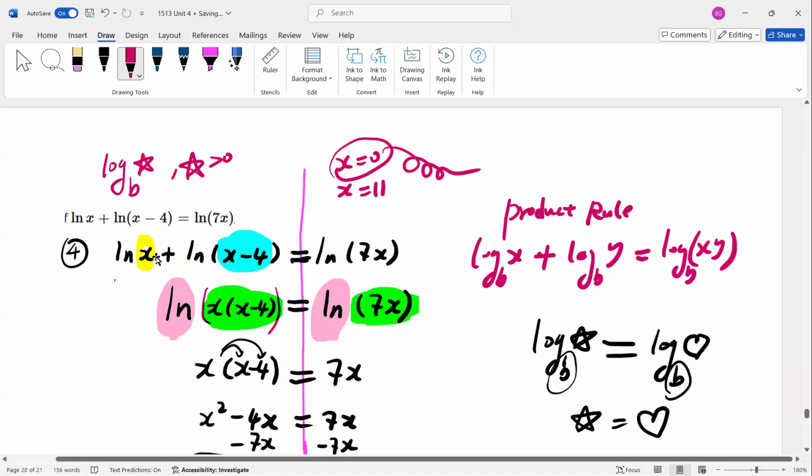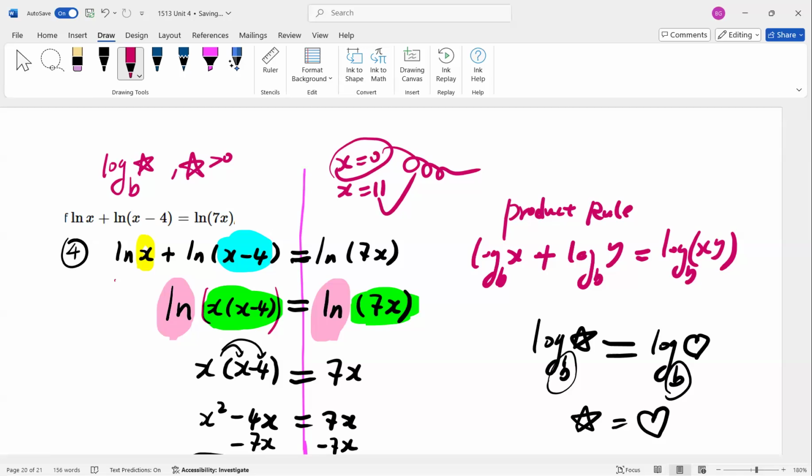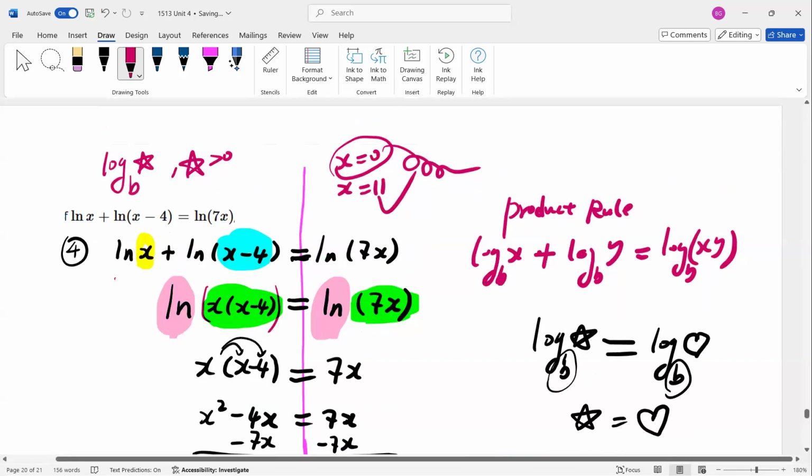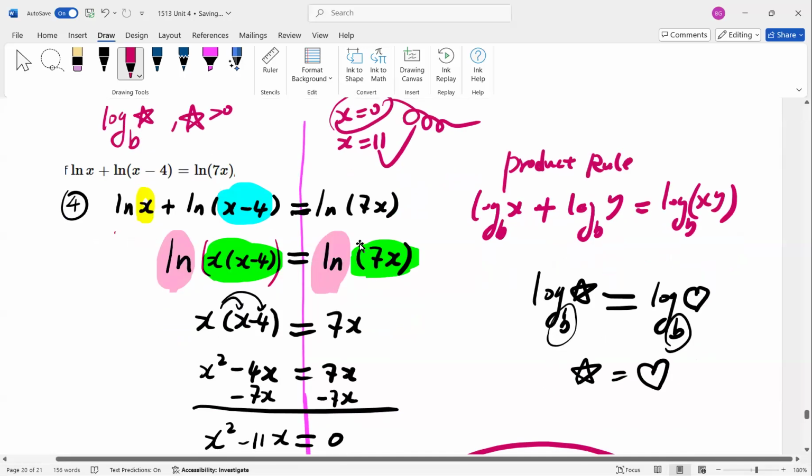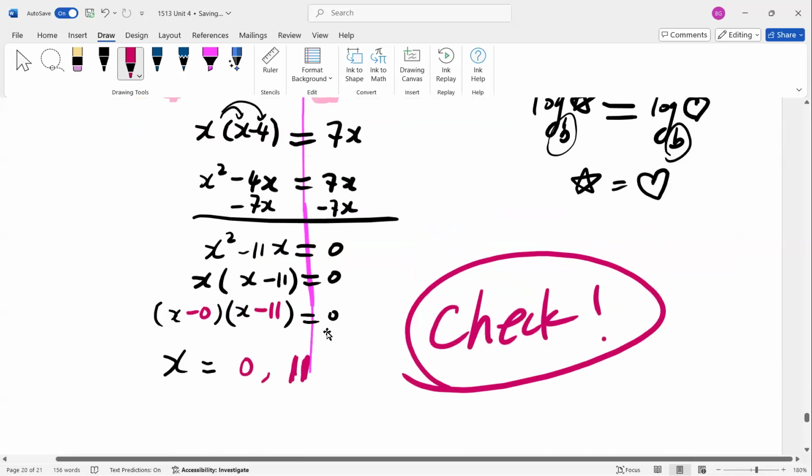What about 11? Let's see. 11 minus 4 is 7. 7 times 11, 77. 11 is fine. So you only have one solution. All right? I cannot stress this more. It's so important to remember to double check the proposed solutions when solving a log equation. If we don't check and we put a 0 there, we get no points, even though we have spent so much time on this, right?